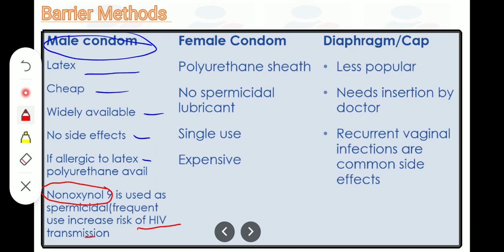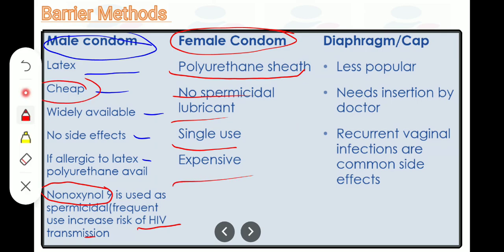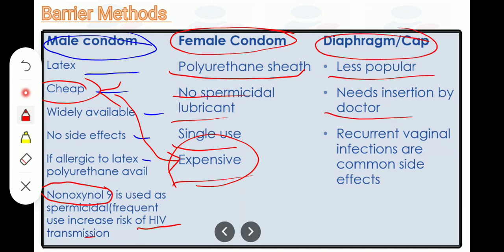As far as female condoms are concerned, they are usually made of a polyurethane sheath, there is no spermicidal lubricant present in the female condom, and it can be used only once. These are expensive compared to the male condom. We studied that male condoms are cheap, but female condoms are expensive. Diaphragms and caps are less popular, and they need insertion by the doctor, and there is a chance of recurrent vaginal infection, which is a very common side effect of the diaphragm and cap.